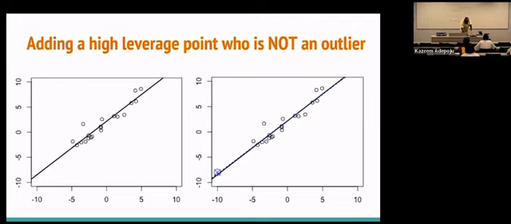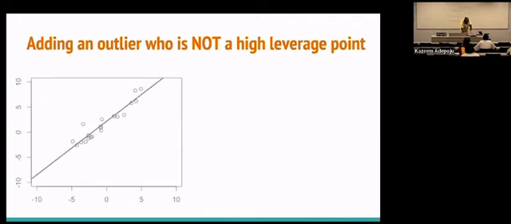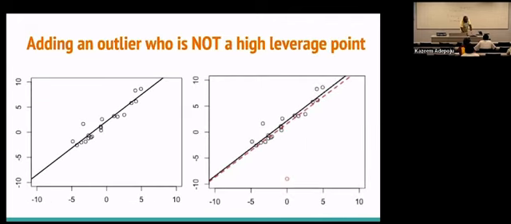Let's take a look at another one. Oh my God, take a look at the second one. It is not on the straight line with the others. That's an outlier.